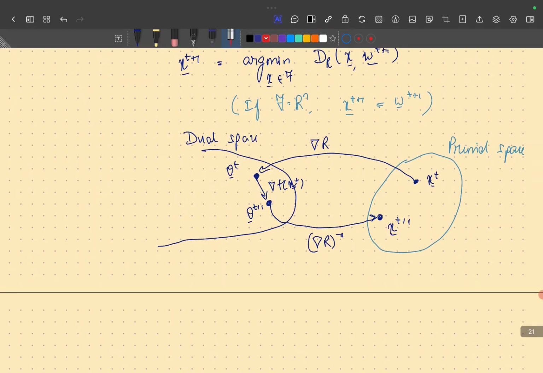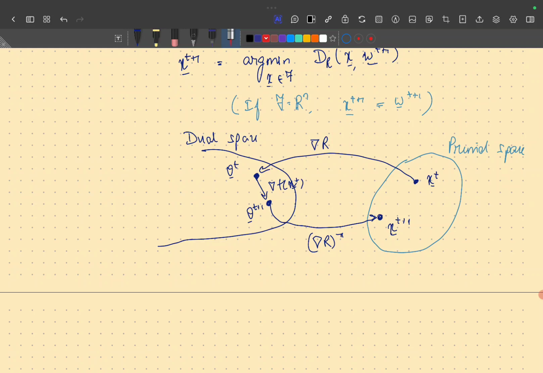All right? So such a map that transforms every point in this primal space to a corresponding dual space is called a mirror map. There are some more properties that the map should satisfy in order for it to be a mirror map. But if you start with a closed convex R, then what you get, you can show, is going to be a mirror map.